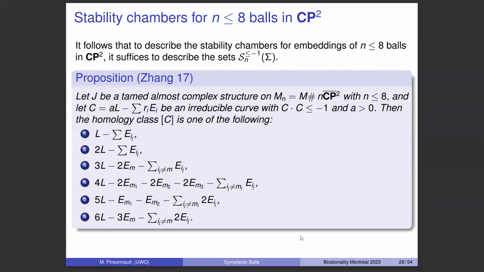So the space of embeddings is essentially obtained as follows. First, you have the full configuration space. This is for small balls. And as the balls grow in size, you start losing strata corresponding to genericity conditions on CP2. Eventually you get something that has no negative curve if all the balls are sufficiently big.